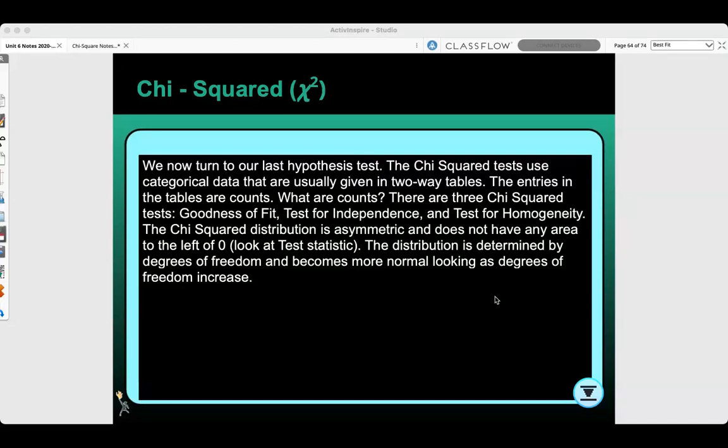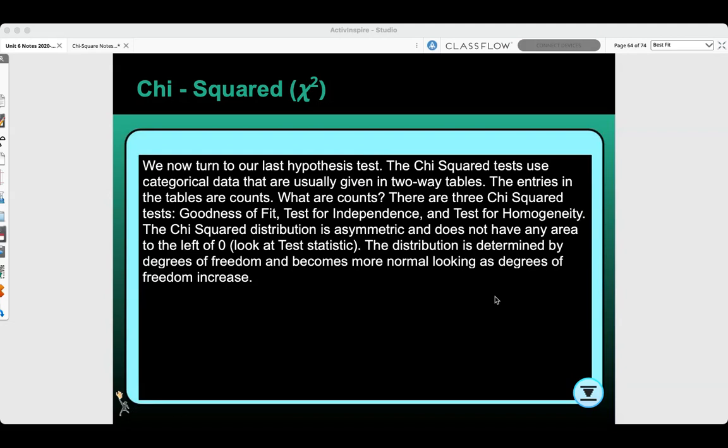Today we're going to be discussing the chi-squared test. We now turn to our last hypothesis test. The chi-squared test uses categorical data that are usually given in two-way tables. The entries in the tables are counts. So we're counting something that has a certain characteristic.